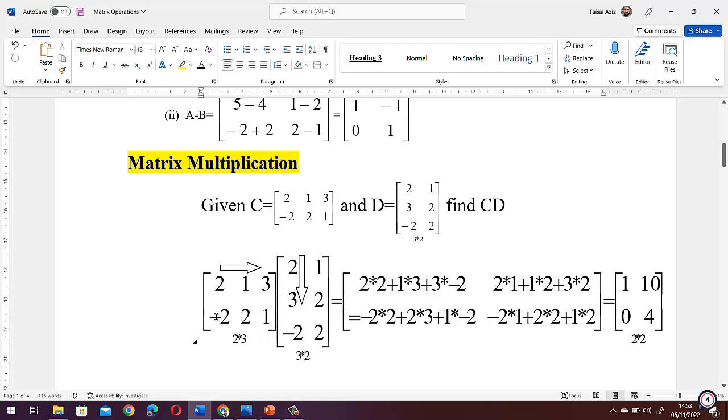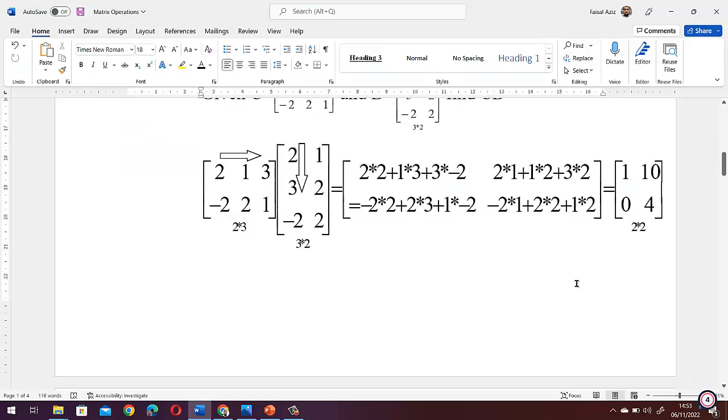So for the second row, we have minus 2, again it will be multiplied by the first column of the second matrix. So minus 2 multiplied by 2 plus 2 multiplied by 3 plus 1 multiplied by minus 2, and this operation we will have to repeat. Minus 2 multiplied by 1, here it comes, and then 2 multiplied by 2 plus 1 multiplied by 2. So finally when you solve these numbers, you will get the answer of the multiplication of a matrix.